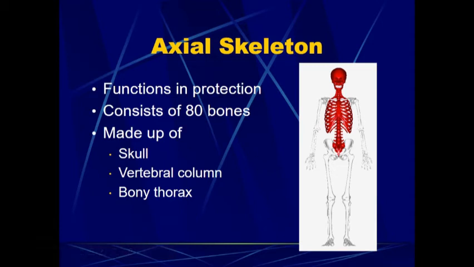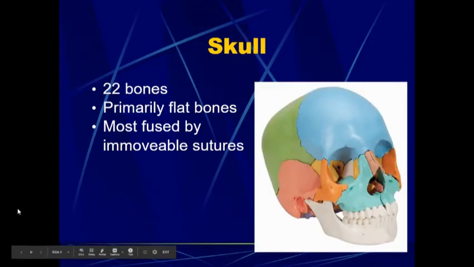The main function of the axial skeleton is protection. It is composed of 80 bones, which make up the skull, the vertebral column, and the bony thorax. The skull itself has a total of 22 bones, most of which are flat, and most of them are fused together by immovable sutures.